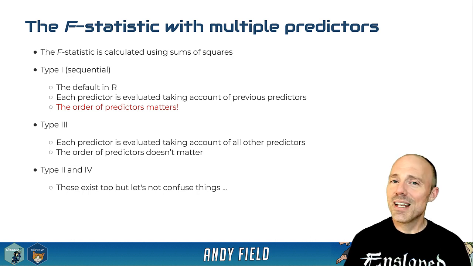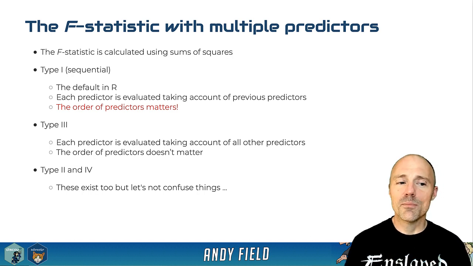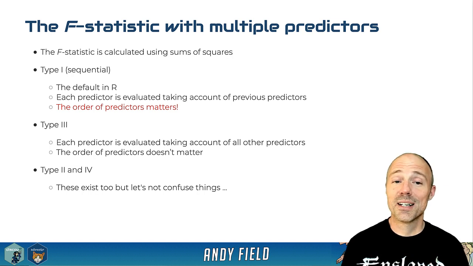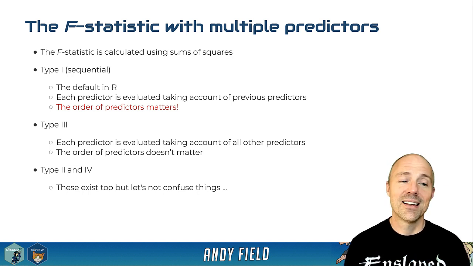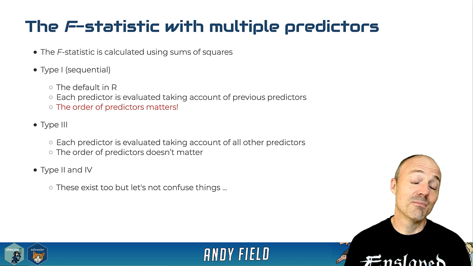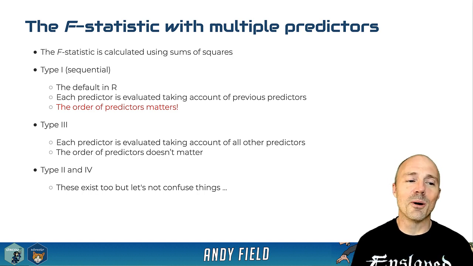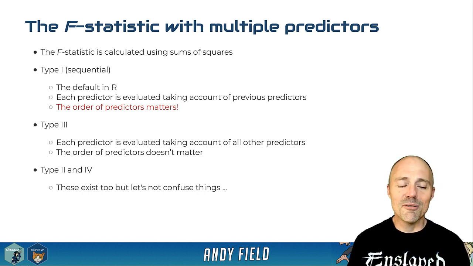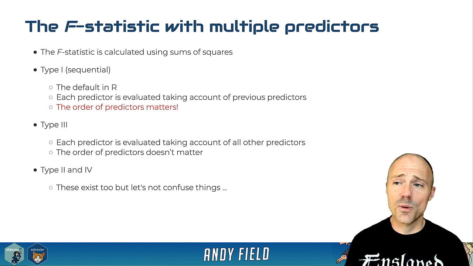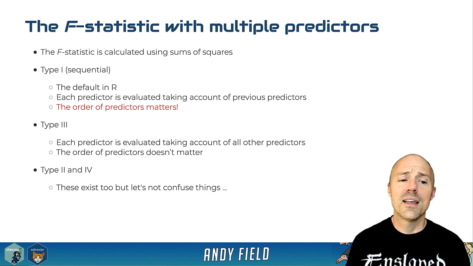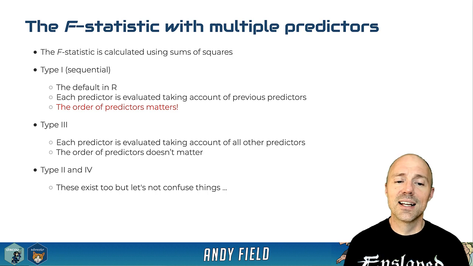So this is not necessarily what you want, because with type 1 sums of squares, it means that you have to think about what order you want predictors to enter the model. And there are times when that might be a good thing, times when it might not. An alternative is to use something called type 3 sums of squares. And with type 3 sums of squares, each predictor is evaluated taking account of all other predictors in the model.